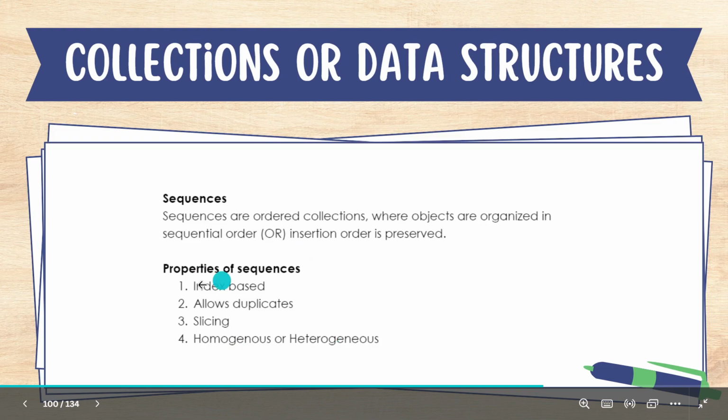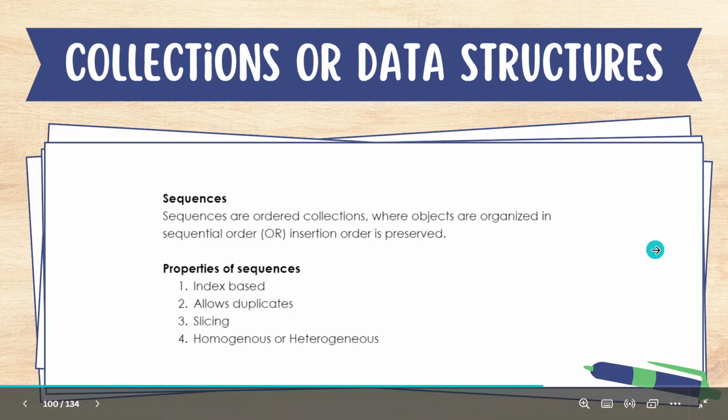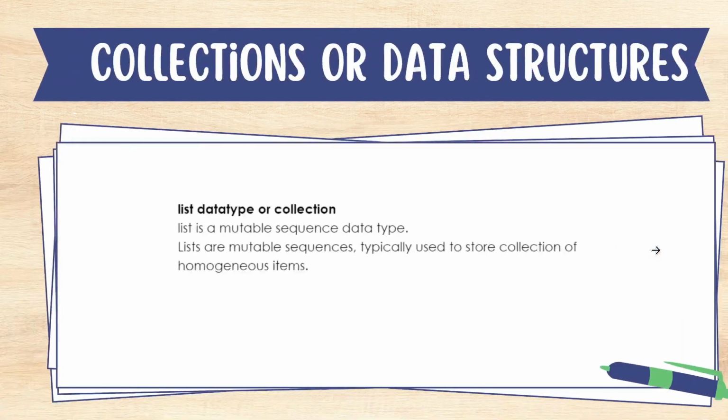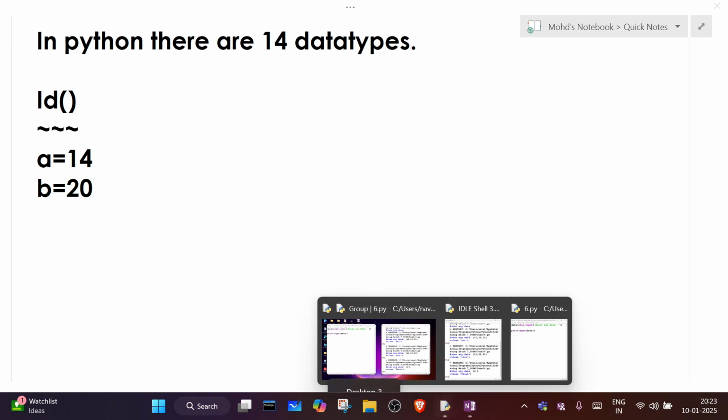The properties of a sequence are that it is index based, meaning whatever sequence we create, we access it by index. It allows duplicates, so you can keep duplicates also. You can also use slicing. We will see. So list is a mutable sequence data type. Mutable means changes are allowed; modification is allowed after creation. Lists are mutable sequences typically used to store a collection of homogeneous items. Let me show you now.